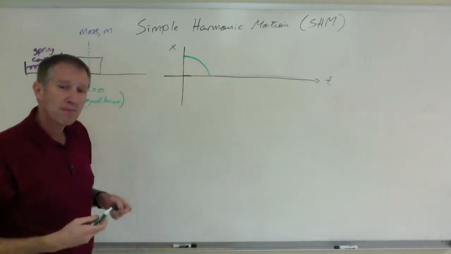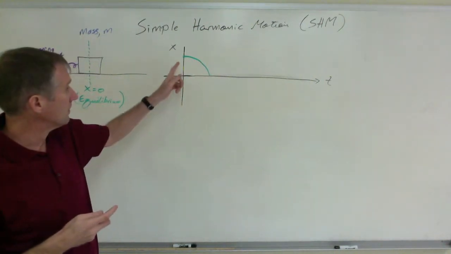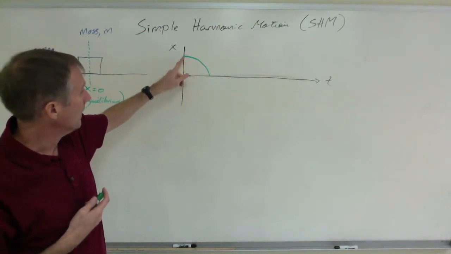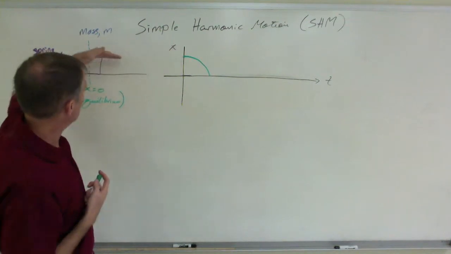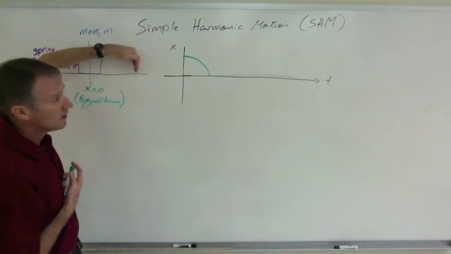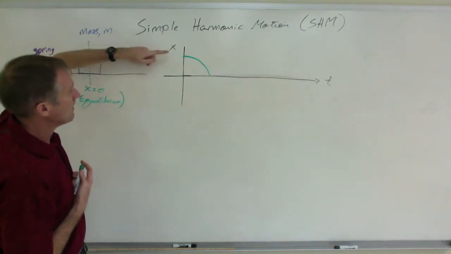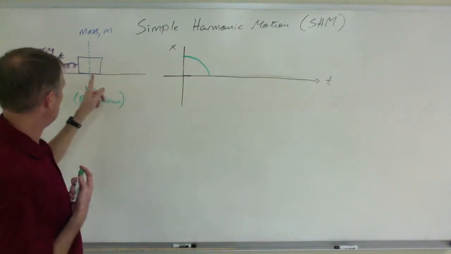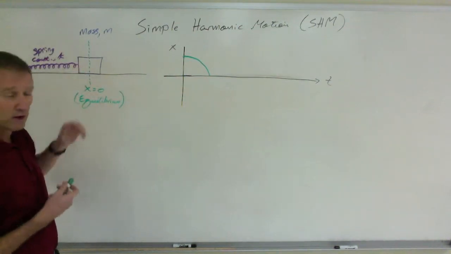Remember that velocity is the slope of a position time graph. And here the slope is 0 because it's stopped. At maximum amplitude, it's not moving. It's turning around. Or in this case, I'm just letting go of it. And then it has its steepest slope as it passes through the equilibrium position. And that makes sense. It's moving fastest right here.